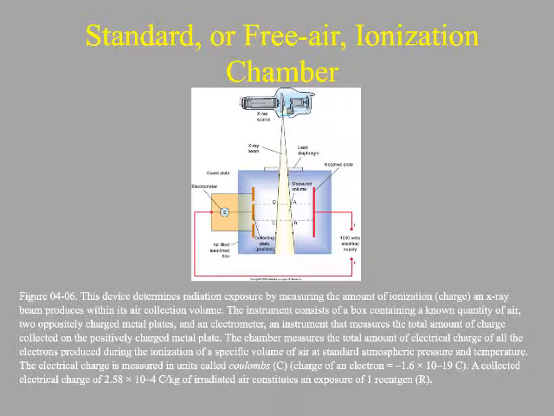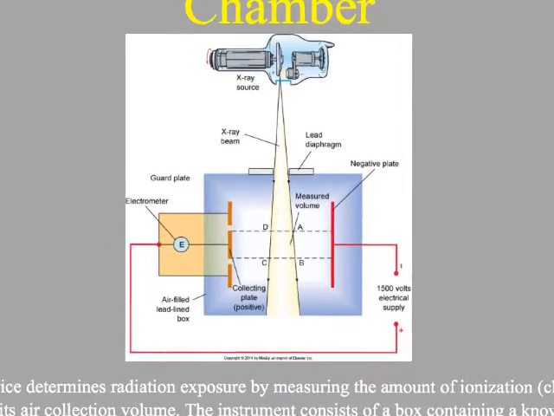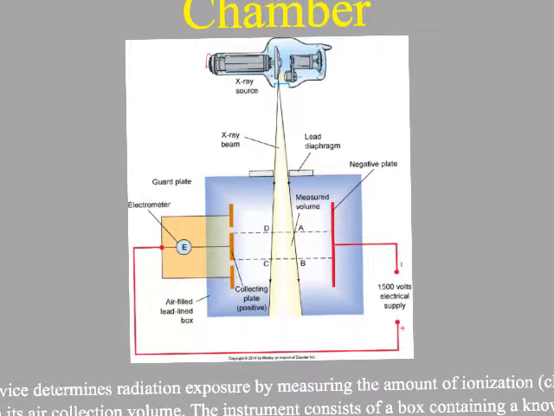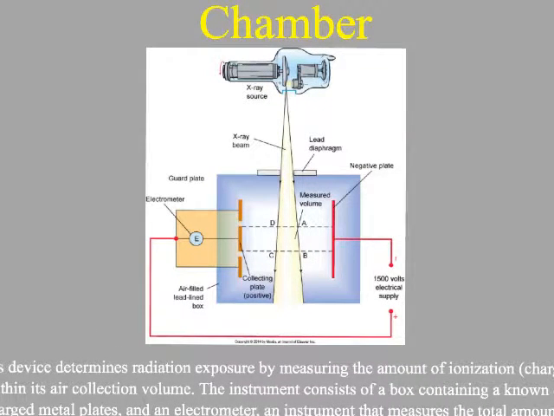So here is an example of what that device would look like that can make the measurements. And it's going to be important for us to think about this. So this is a cube here. And what we're going to do in this instance is we're going to have controlled what gases are inside of this cube, right? And as the X-ray beam passes through the cube, it causes ionization within that measured volume of gases.